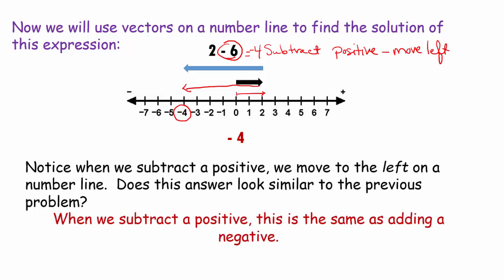Notice when we subtracted a positive, we moved to the left on the number line. Does this answer look similar to the previous problem? It should. When we subtract a positive, this is the same as adding a negative. So 2 minus 6 is exactly the same as 2 plus a negative 6. And the last slide should have proved that to you.